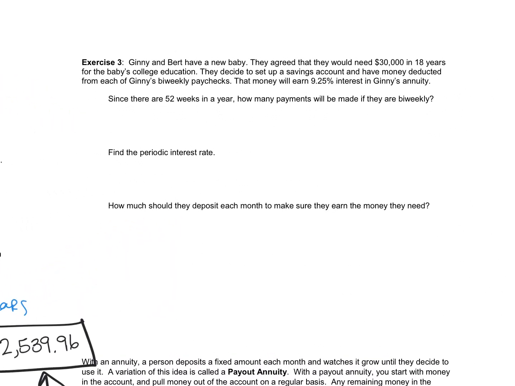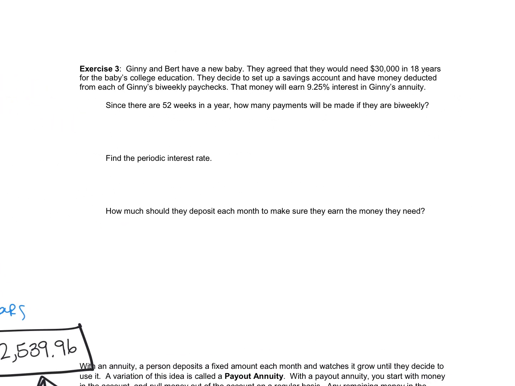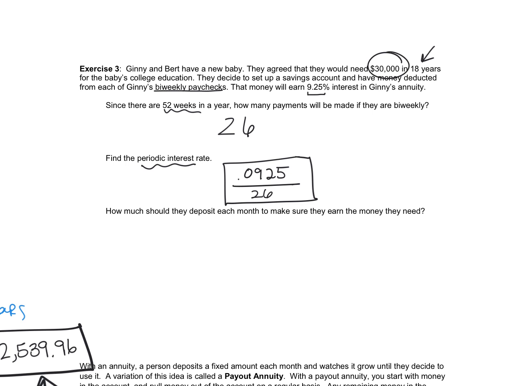All right, let's look at one more situation here before we talk about our last thing for today, which will be payout annuities. Let's see, Ginny and Bert are having a baby, and they agree that they need $30,000 in 18 years. They decide to set up a savings account and have money deducted from each of Ginny's bi-weekly paychecks. So this means every other week. There are 52 weeks in a year, so that will mean 26 payments will be made. Now we're at a 9.25% interest rate, and so the periodic interest rate would have to take that as a decimal, 0.0925, and divide by 26. So this is how much interest it's going to earn every time it's compounding.